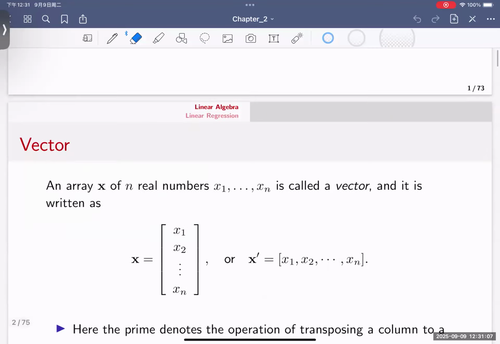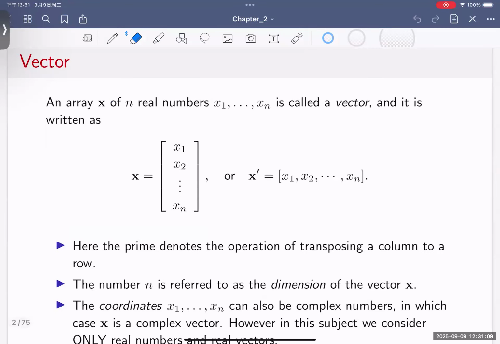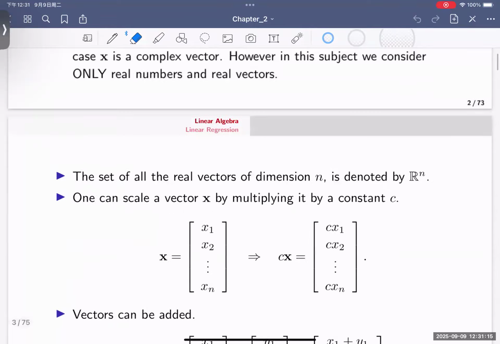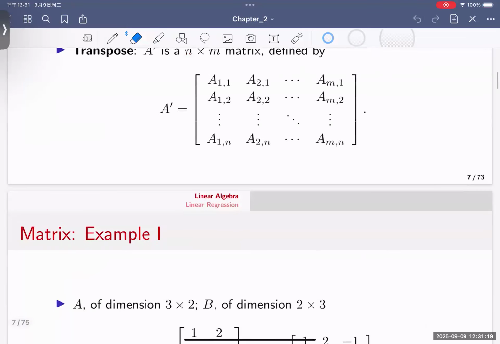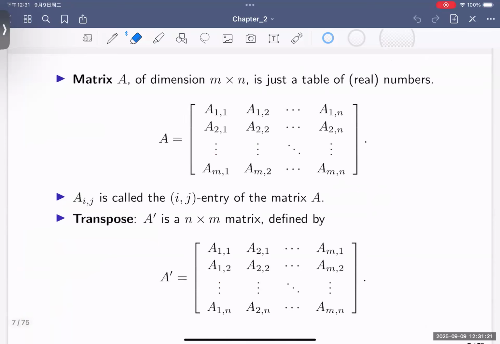Last week we slightly mentioned linear algebra, introducing the vector and also the matrix. We stopped at this page, so let's have a quick review of the matrix. A matrix is just a table of numbers, m times n. We commonly use it to represent data.